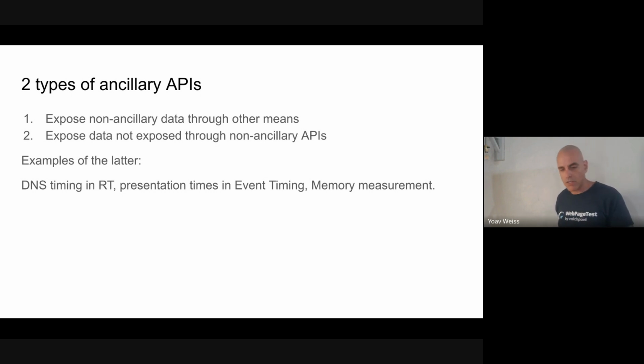So, for example, if we go back to event timing, the timestamp of when the event happened is non-ancillary data, and the event timing API exposes that through a different channel to make it easier for people to measure it without hurting their users' experience. And then we have another type of ancillary API, which would expose data that is not currently exposed through other non-ancillary APIs. Examples of that would be DNS timing and resource timing, so the DNS timestamps, presentation times in event timing, memory measurement, those kinds of things that are basically new kinds of data that is only exposed for measurement, monitoring, and regression prevention purposes.